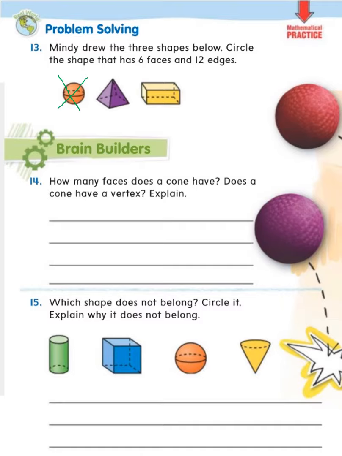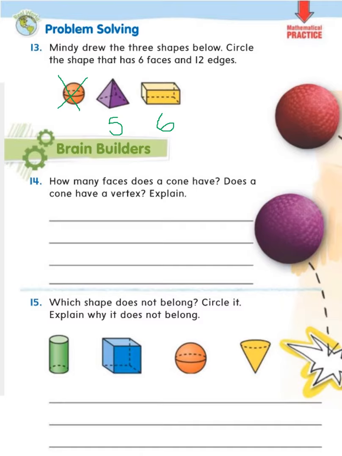6 faces. Well, let's look at this pyramid. How many faces does it have? It's got 5. So the only one that's left is that cuboid, that rectangular prism, and if you count, you'll see that it has 6 faces. And you'll also be able to count 12 edges. So that's the correct answer.